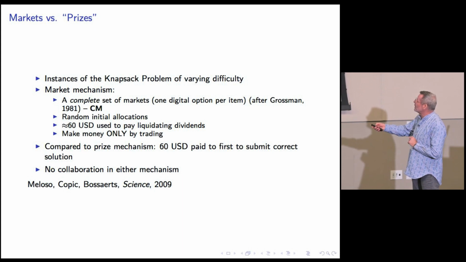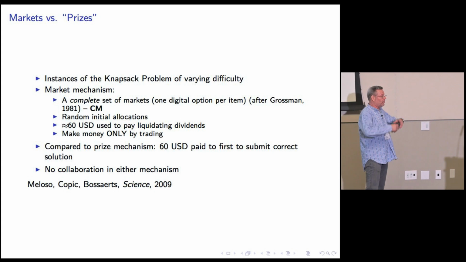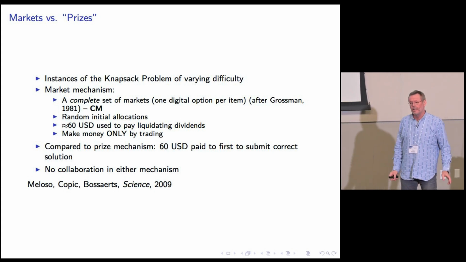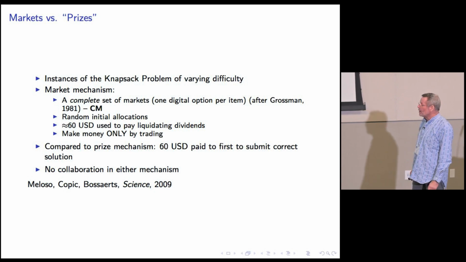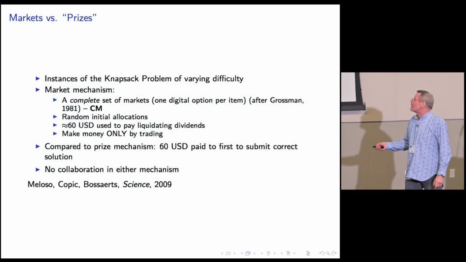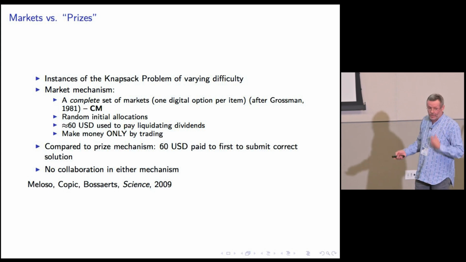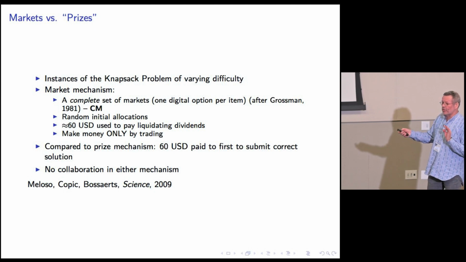So Grossman 1981 will tell you that with a complete set of markets, even under noisy rational expectations, you get generically the full revelation of information. But of course, that's using probability theory, not using complexity theory. We have random initial allocations, and we use the 60 US dollars to pay the liquidating dividends on all these options because it has to come out of our pocket. You can make money only by trading here.